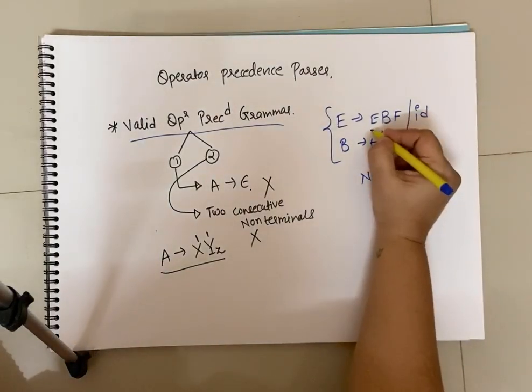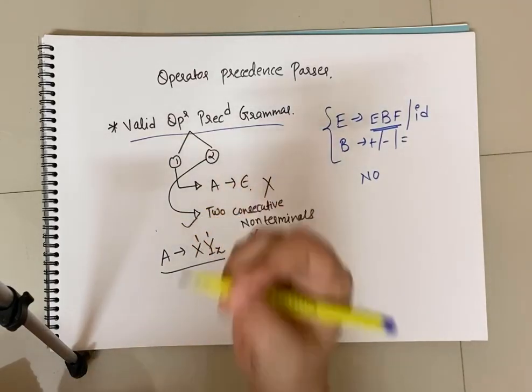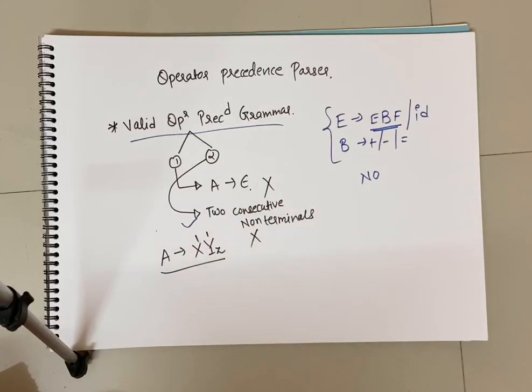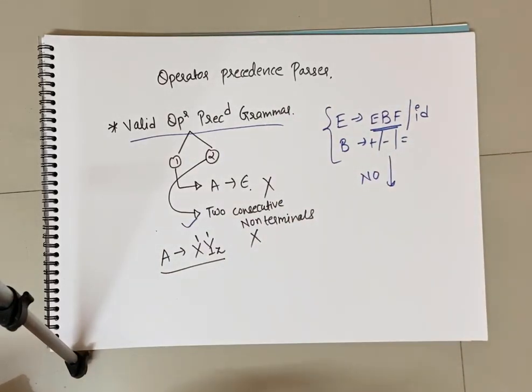Why? Because if you observe over here in the first rule, you have capital E, capital B, capital F. So consecutive non-terminals are present, and hence it violates the second condition. So this grammar is not a valid operator precedence grammar. But if you observe the semantic of the grammar, this grammar can be converted to a valid operator precedence grammar.